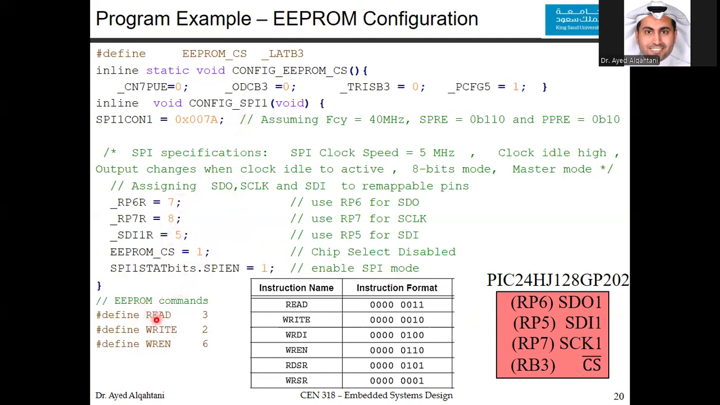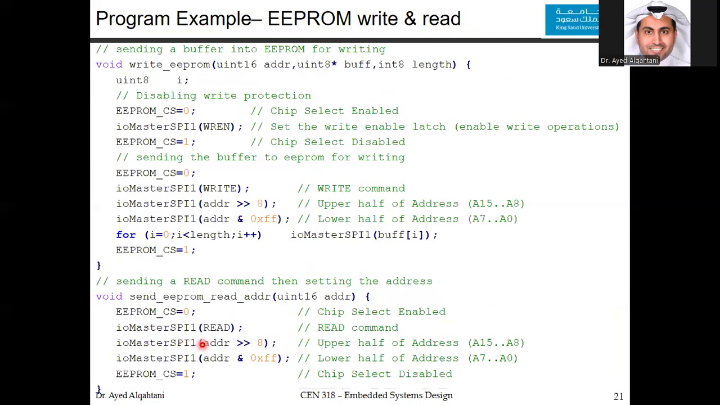We define some instructions: the read, the write, and the write enable. These are the important instructions based on this table. So the read is actually 3, the write is 2, and the write enable is 6. We will use them in the read and the write methods. After that, we prepare the write and the read. And then after that, we should be able to use them in the main code.